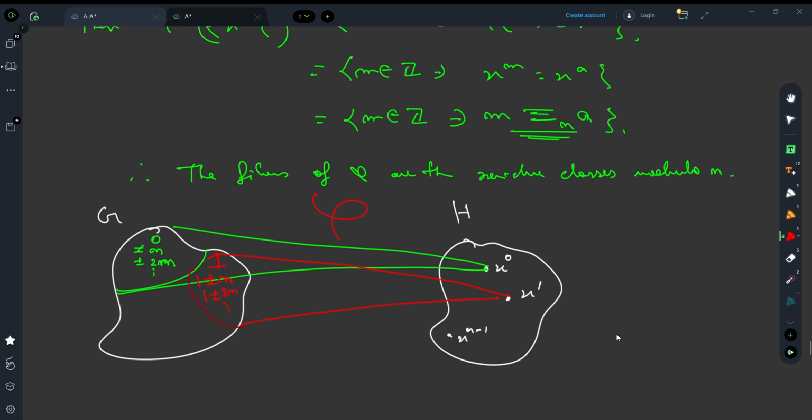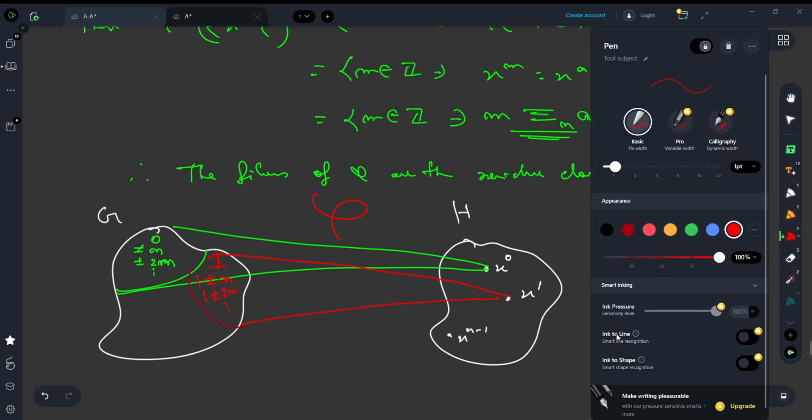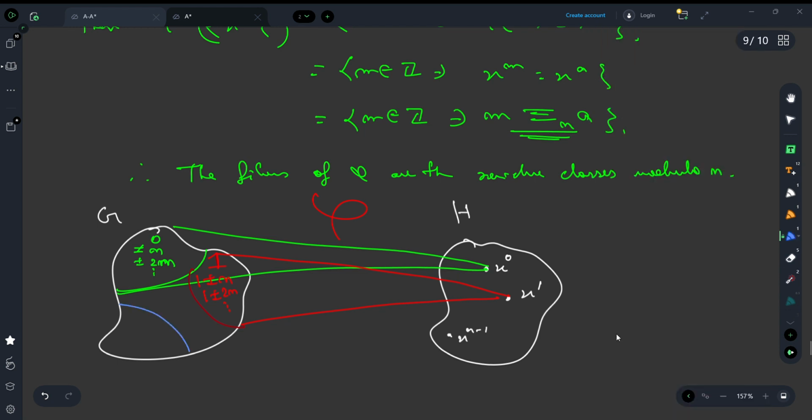X to the power n minus 1, those are the elements which are congruent to n minus 1 modulo n. Will minus 1 be there? Obviously minus 1 will be there, right? So let's do it with this color. So we have n minus 1 precisely, so n minus 1 is congruent to minus 1 modulo n.